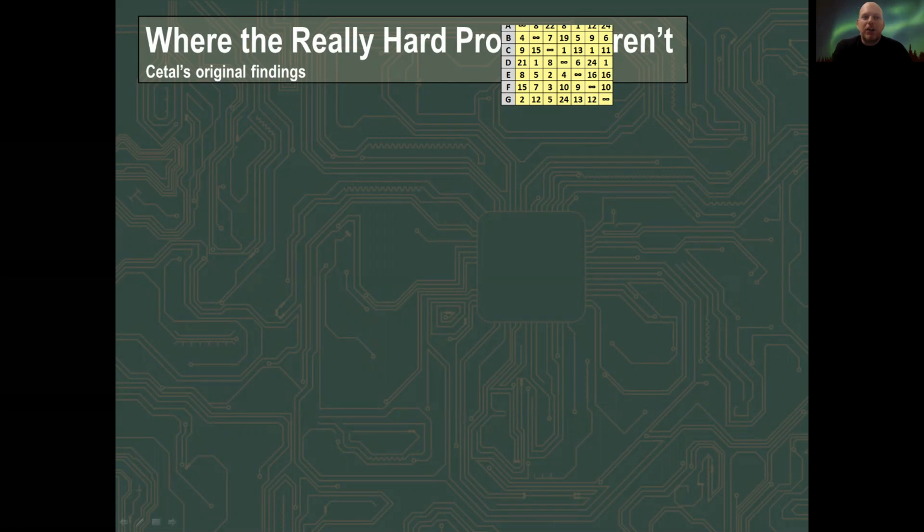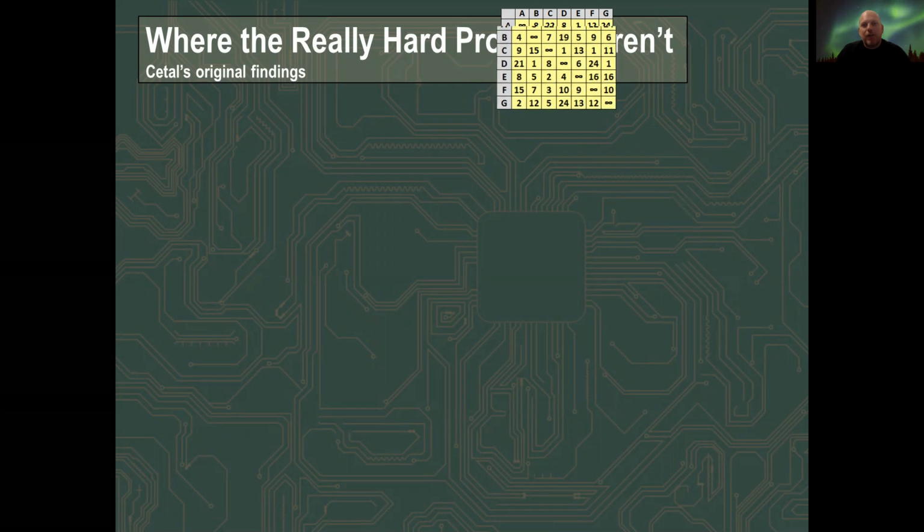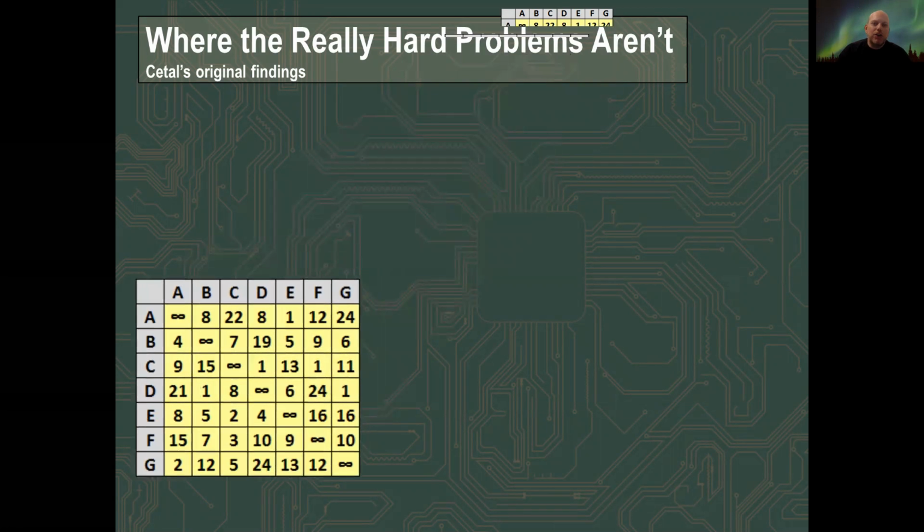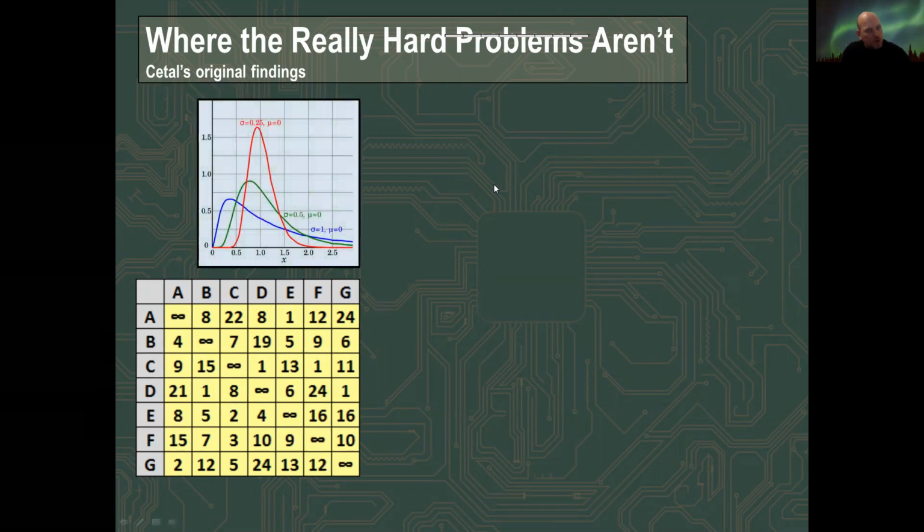Hi, welcome to part 2 of Where the Really Hard Problems Aren't, in which we were occupied with the asymmetric traveling salesman problem, which is usually given by a matrix only. Now, Cheeseman, or for short Cetal, in his original findings, filled up a bunch of these matrices with a log normal distribution with different standard deviations and a mean mu of 10 constantly.